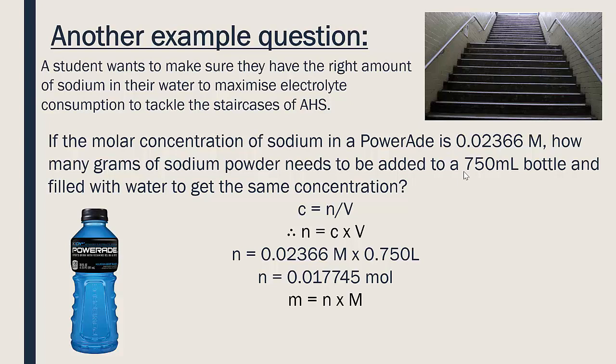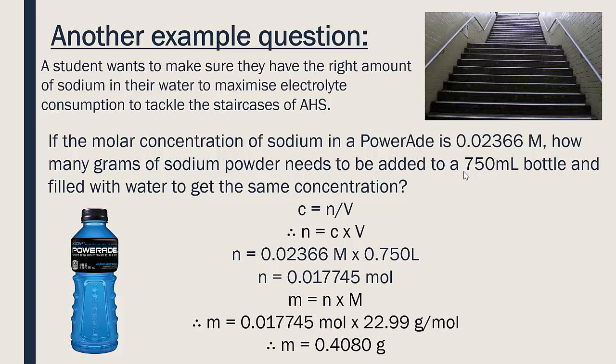And so the mass is going to be n times capital M, so our molar mass here. Remember, it's only moles per liter if it's after a number. And so it's going to be 0.017745 moles times by the molar mass of sodium, which is 22.99 grams per mole. And so the mass of sodium needed for this is 0.4080 grams.